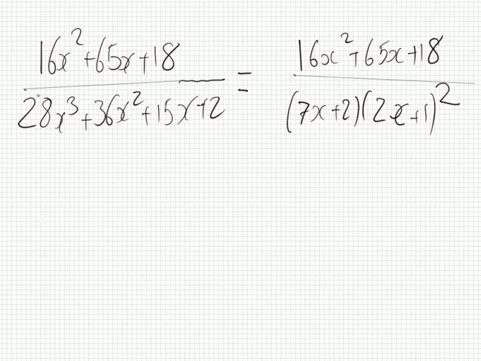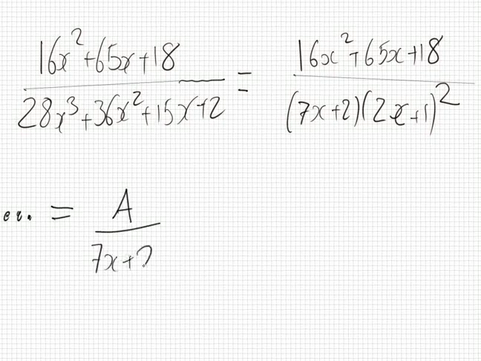Now, this one here is quite different to all the other examples I did. It doesn't seem like the square should matter much, but it actually does matter a lot. So I'll just write here dot dot dot for this left side here, okay? Equals. So I have a over 7x plus 2.